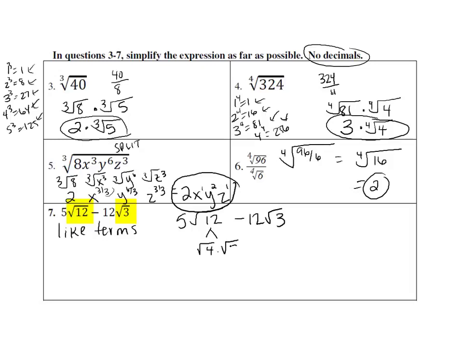So it's 4 and 3. That 5 carries on. Notice that that 5 is being multiplied. So the square root of 4 is 2. And then we're going to get 10 square root of 3 minus 12 square root of 3. So then we do 10 take away 12, which is negative 2 square root of 3.